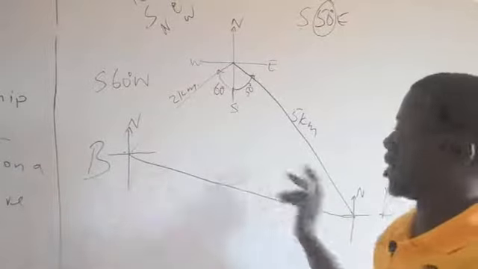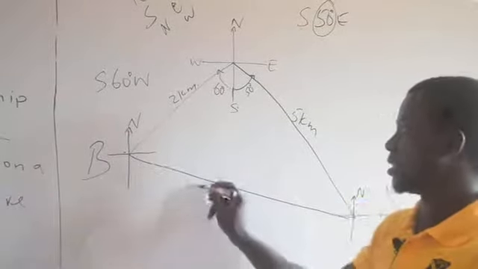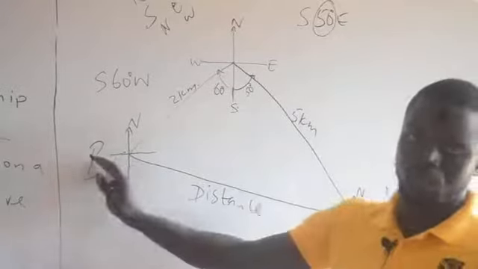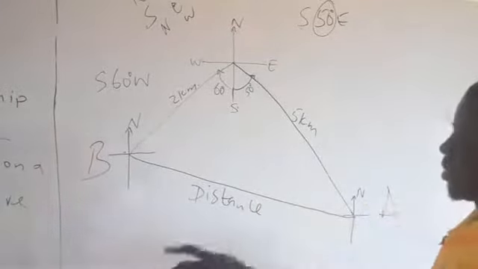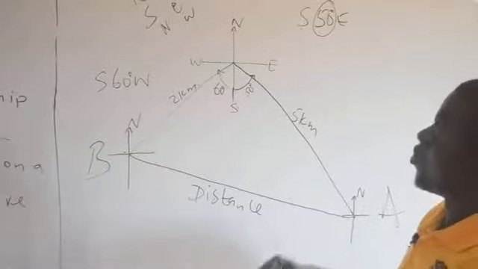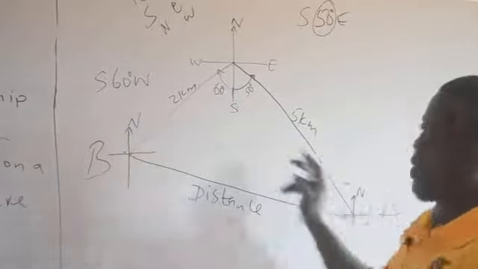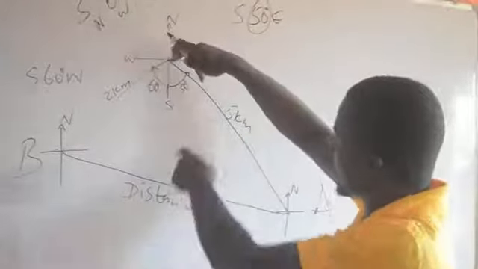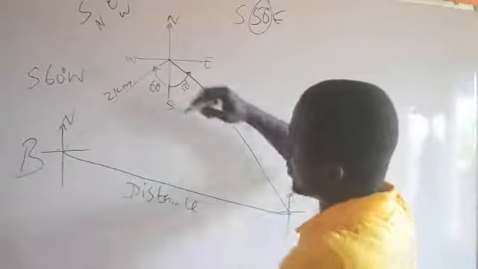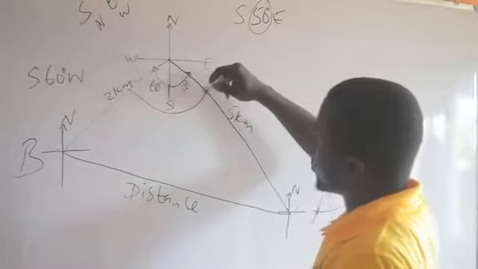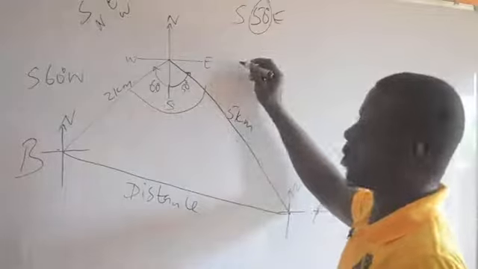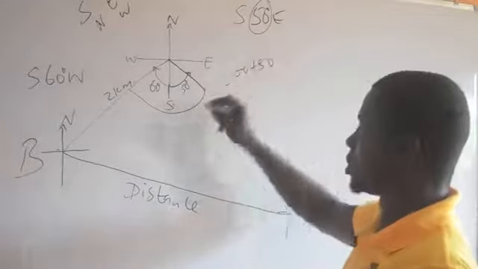So how far are they? That is from A to B. The distance between the two ships, that's from A to B. A here and B there. So you must get the angle between A and B. This is the distance of A and the distance of B. So the angle between them, we have 60, then 50 here. Sum them up. 60 plus 50, you get what?